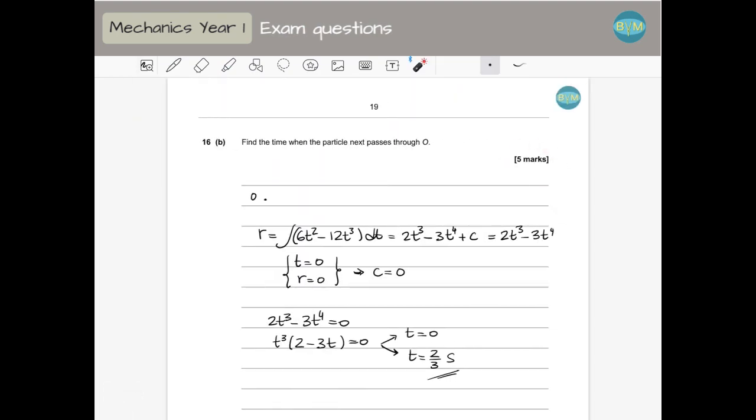Look, it's quite a lot of marks for something that is quite simple. You integrate, find the constant of integration, and you find the time for displacement or position vector 0. That's all with this question.